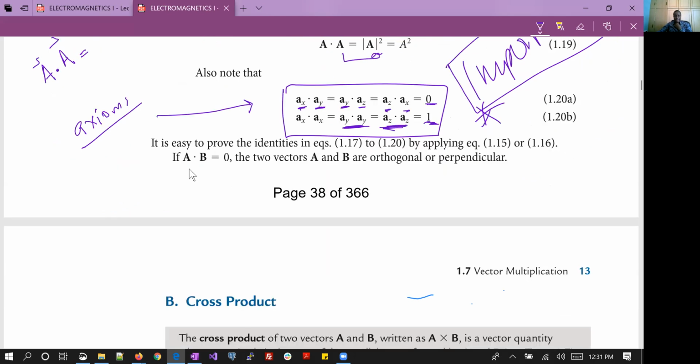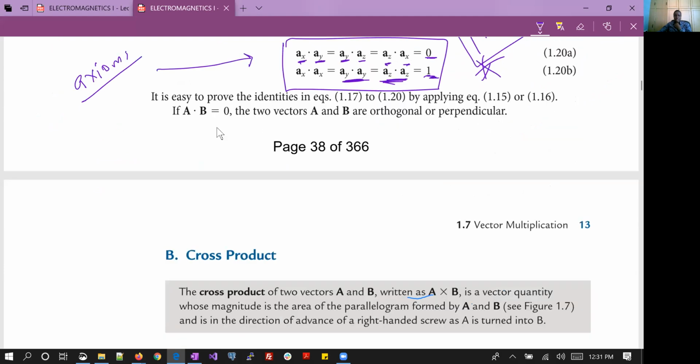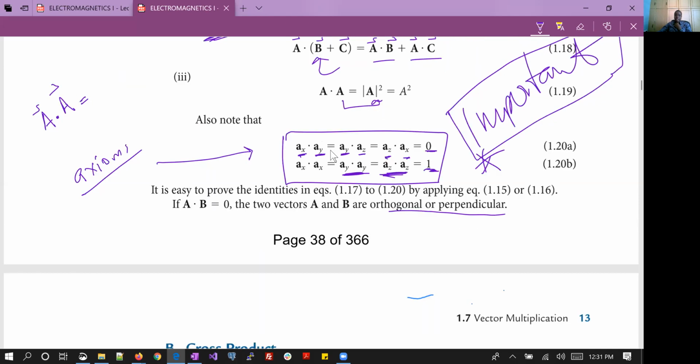Now, it is important. It is easy to prove the identities above, but you don't need to do that. Just know that if A dot B is equal to 0, then the two vectors are orthogonal and/or perpendicular. That is the idea of orthogonality, of these two vectors' dot product being 0. That means that ax is orthogonal to ay, and ay and az are orthogonal, etc.